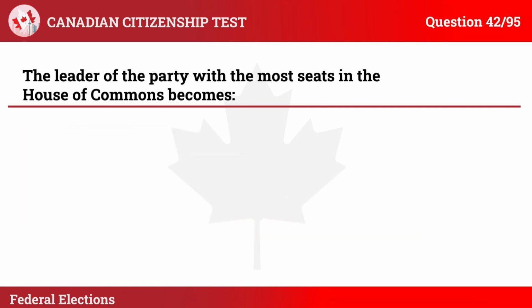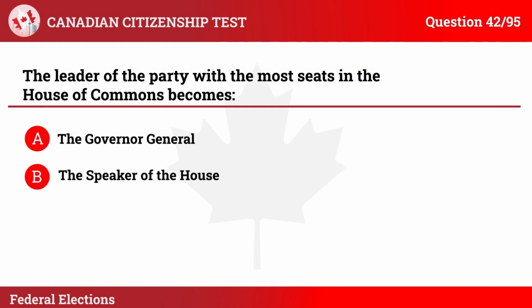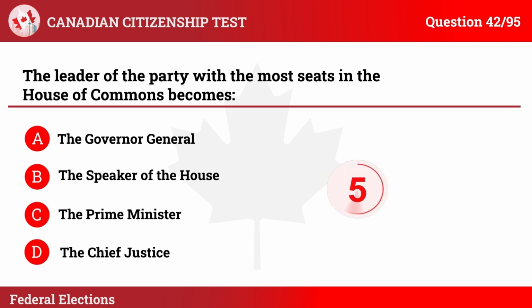Question 42. The leader of the party with the most seats in the House of Commons becomes A. The Governor-General. B. The Speaker of the House. C. The Prime Minister. D. The Chief Justice.